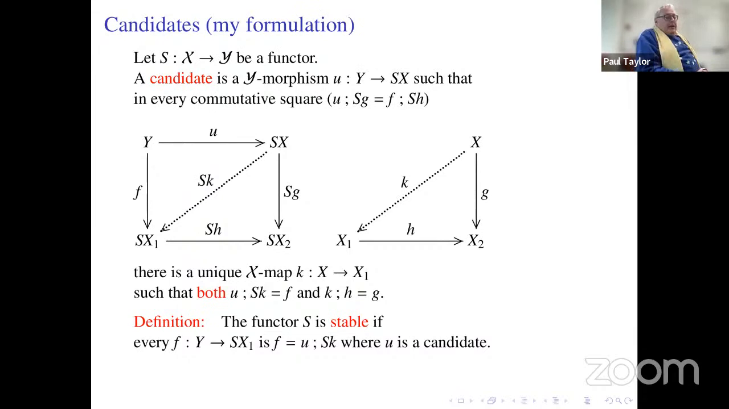So this brings me to my definition of a stable functor, which is this universal property. Firstly, we define a candidate, which is the generalization of a universal map, and it's such that whenever we use a candidate, so long as it's in a commutative square like that, there's a unique diagonal which has to make two triangles commute, both the upper triangle in the category Y and the lower triangle in the category X. And I define a functor to be stable if every map from a Y to an S of an X factors through a candidate, and that factorization is unique because of the universal property of a candidate.